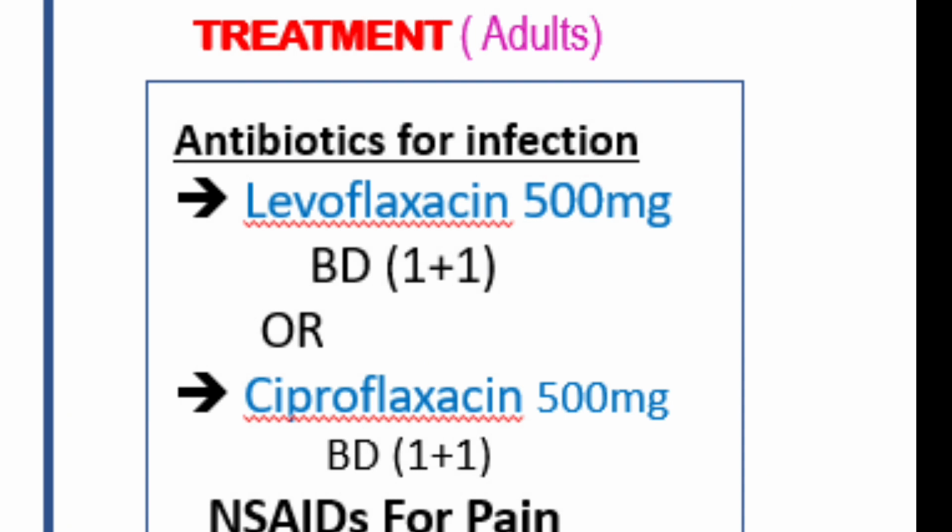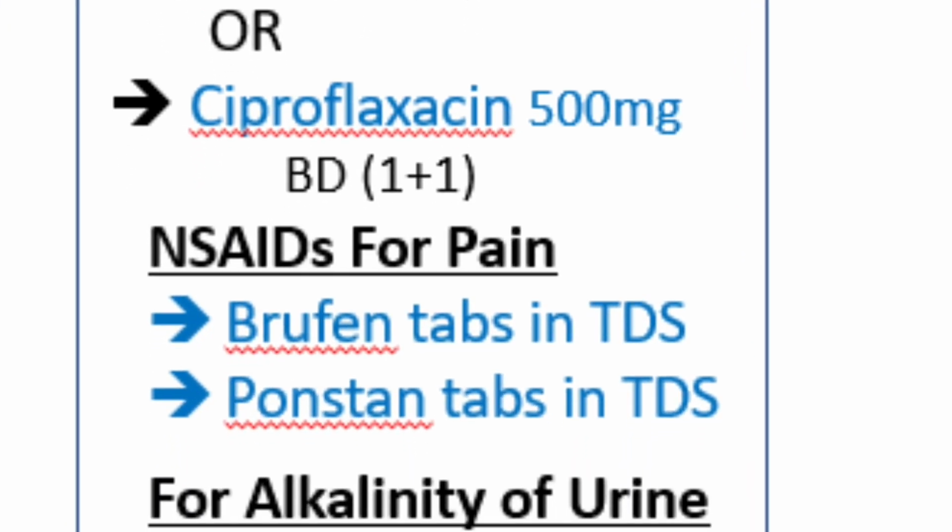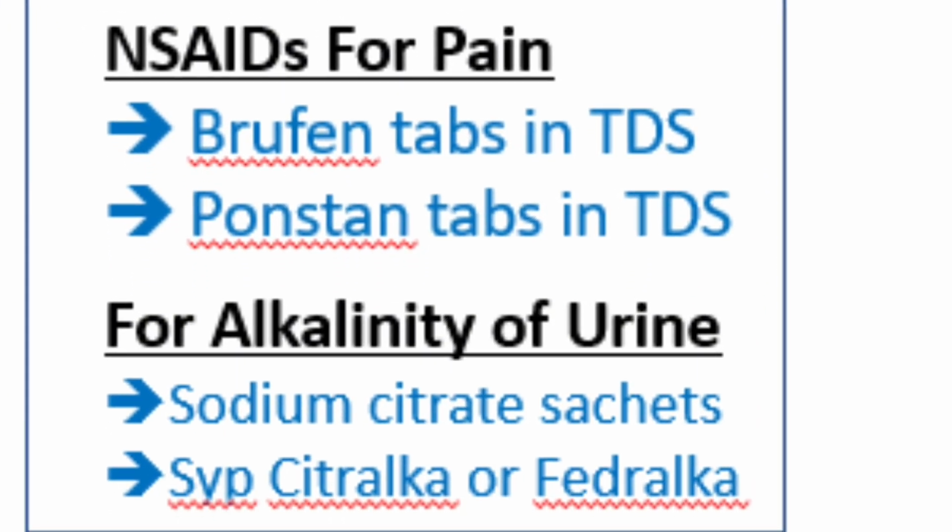With UTI, the patient also complains of pain, so we will also prescribe painkillers, NSAIDs, for example Brufen, Ponstan, TDS. Also, the patient is complaining of burning micturition. For avoiding that burning micturition, we will prescribe alkalinity agents like sodium citrate, which is present in sachet form, like cetrosoda, and syrup cetralca or fedralca in water, which is also responsible for alkalination of urine. So this is all about the UTI in adults.